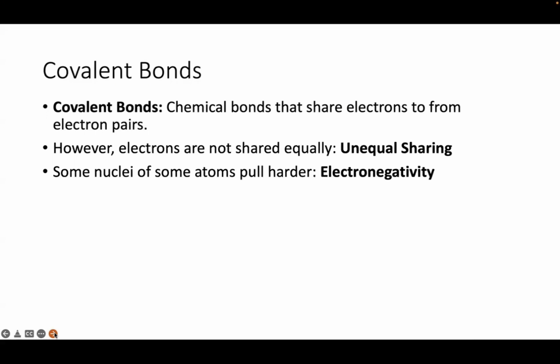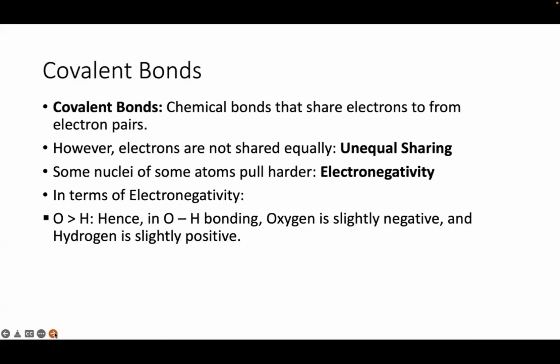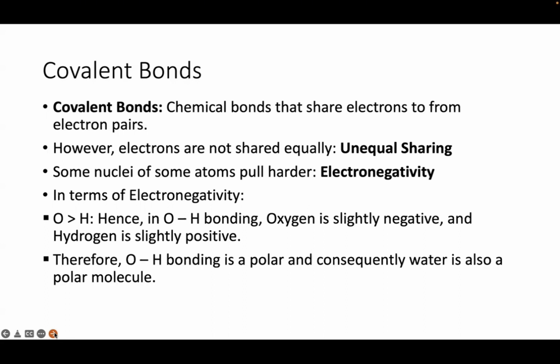So unequal sharing means the nuclei of some atoms pull electrons farther, which means electronegativity. And in terms of electronegativity, the oxygen atom is higher than the hydrogen atom, which means the oxygen atom pulls the electrons farther. So therefore, oxygen is slightly negative and hydrogen is slightly positive. This creates polarity, and as the oxygen-hydrogen bonding gets polar, consequently, water is also a polar molecule.